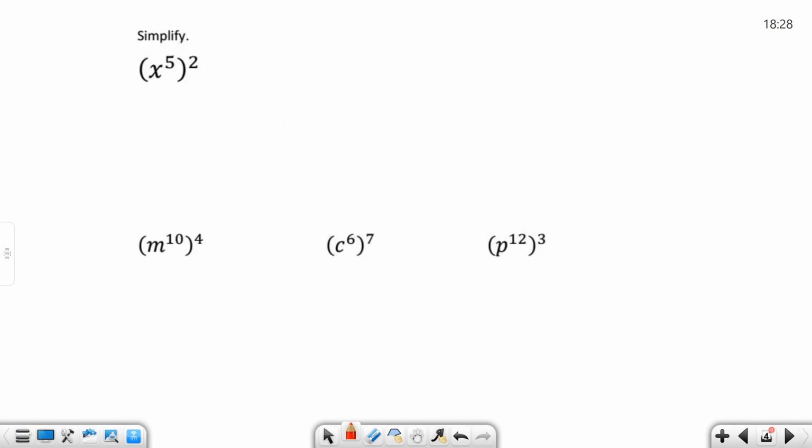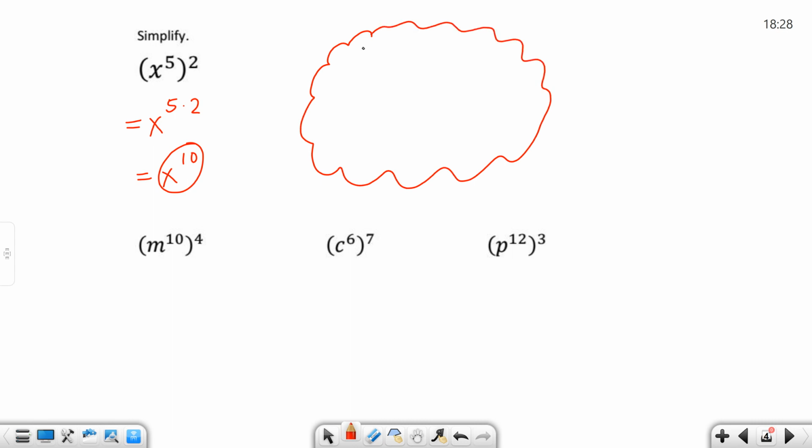So here, x to the fifth squared. So this just means by the rule, x to the 5 times 2, which is x to the 10th. So I want to think about this in a thought cloud out here. So, okay, what does it mean to square something? Well, when you square something, that means x to the 5th times what? X to the 5th, right? And we know from our rule of like bases that we add them. So that's x to the 5 plus 5 is 10.